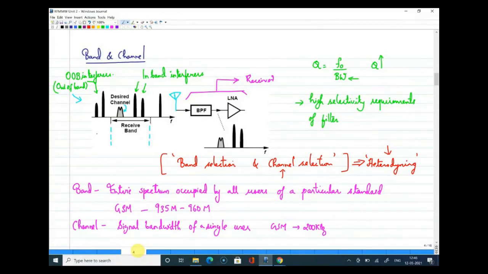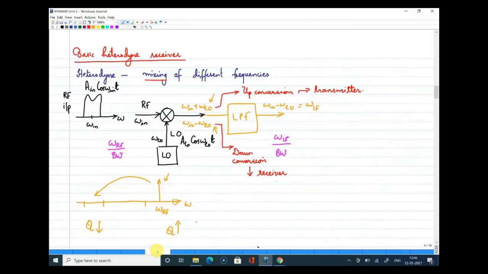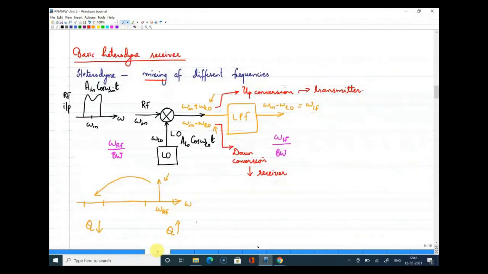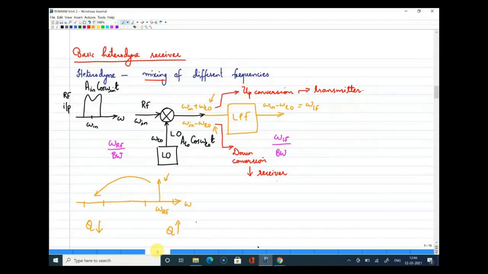band selection and channel selection is done by the process of heterodyning, in order to relax the requirements of the Q factor of the filter at the front end, and also to reject the in-band and out-of-band interferers in stages. Then we looked at the basic operation called heterodyning or mixing in a receiver. The ideal mixer will have two frequency components, sum and difference components. For receivers, we generally focus on the down conversion process, where you utilize the difference component.